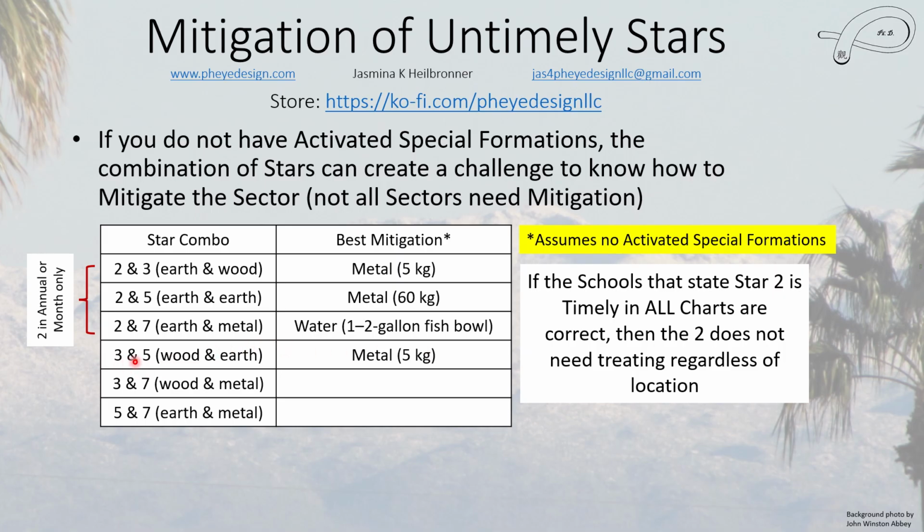So here, the 3 and the 5 is wood and earth. Same thing here. It's just switched around. I would say 5 kilograms is enough. Now the 5 is worse than the 2. And if it doesn't seem to work well enough, you can add perhaps another 5 kilograms. So it could use a little more metal, but I would say wait, see if the 5 kilograms does enough.